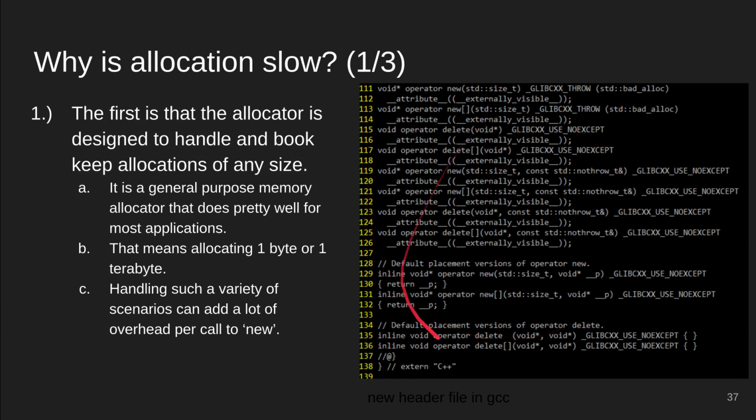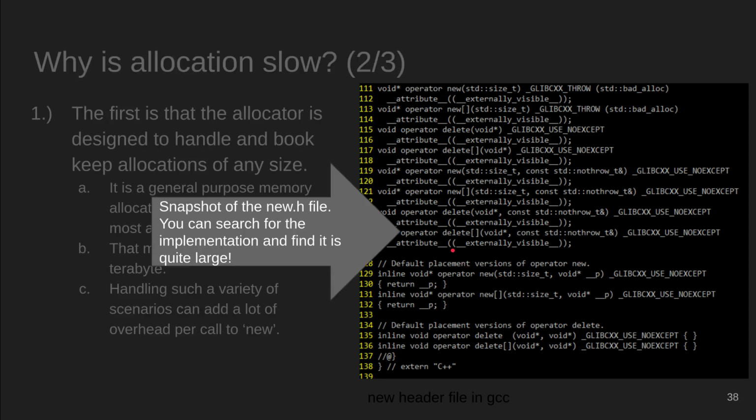What I've got here on the right side is just a portion of the new function in GCC. So you can see what it looks like behind the scenes. There's lots and lots of different versions of it that have to be written, and lots and lots of code. It's several hundred lines of code for the main body of this function here.